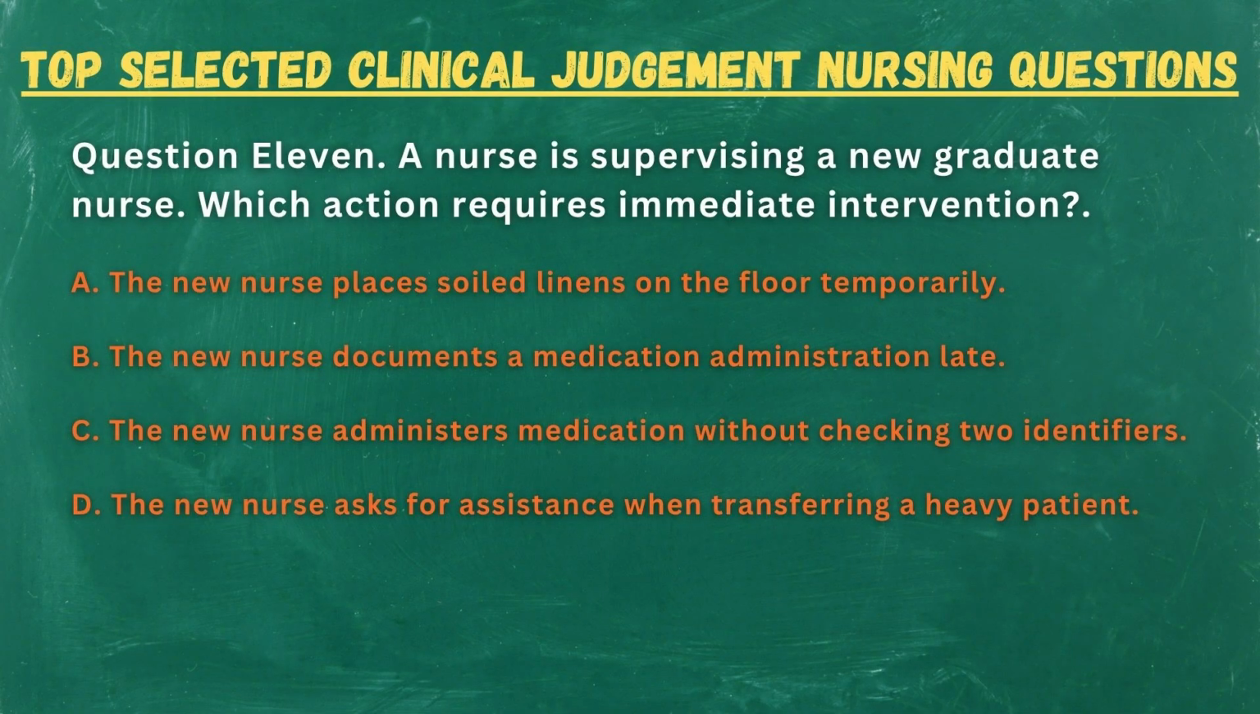Question 11. A nurse is supervising a new graduate nurse. Which action requires immediate intervention? A. The new nurse places soiled linens on the floor temporarily. B. The new nurse documents a medication administration late. C. The new nurse administers medication without checking two identifiers. D. The new nurse asks for assistance when transferring a heavy patient.